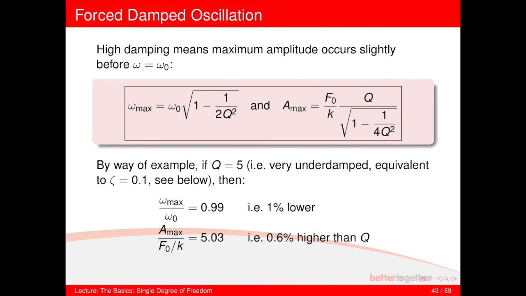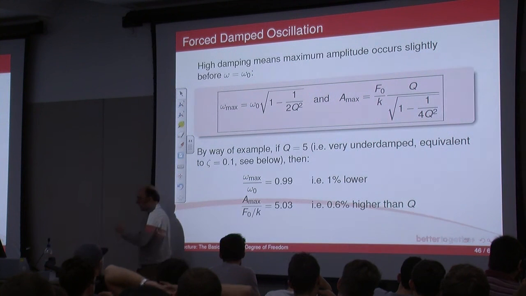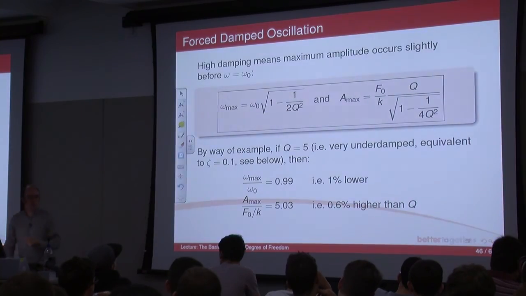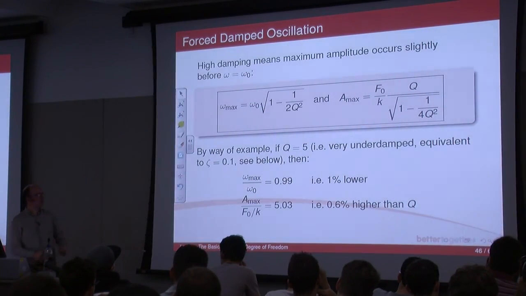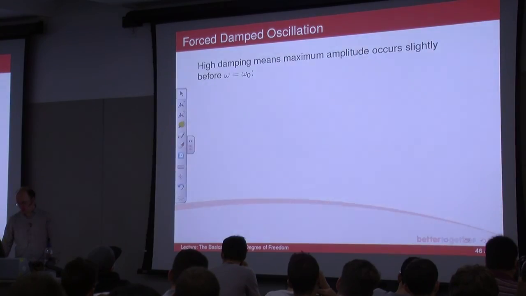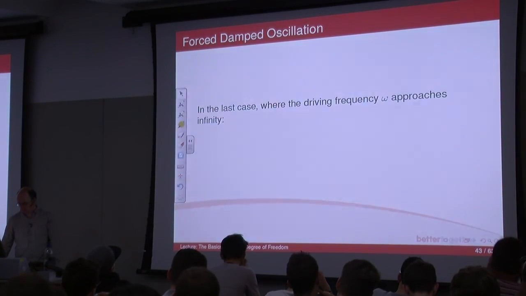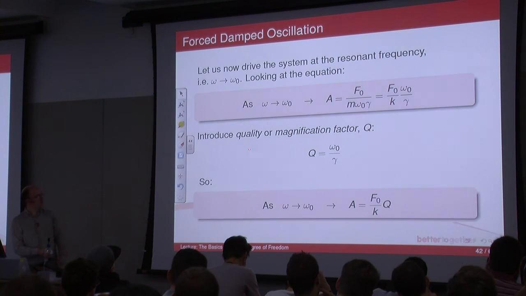So by way of example, if Q is 5, so very underdamped, equivalent to a damping ratio of 0.1, we'll cover damping ratio next week, then omega max is 0.99 of omega naught, so it's 1% lower, and A max is F naught upon K times 5.03, so it's only 0.6% higher than Q. So it doesn't actually make that much difference with a very underdamped system whether you take these equations or those equations for the frequency.